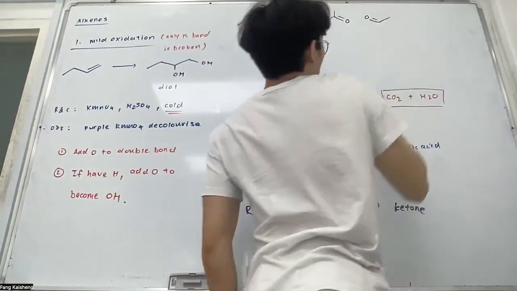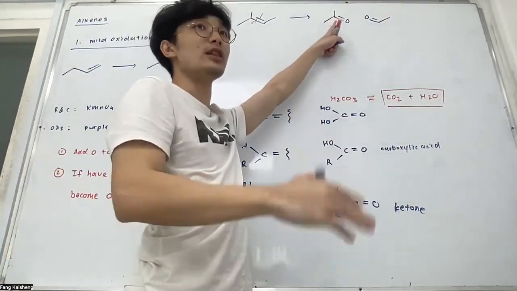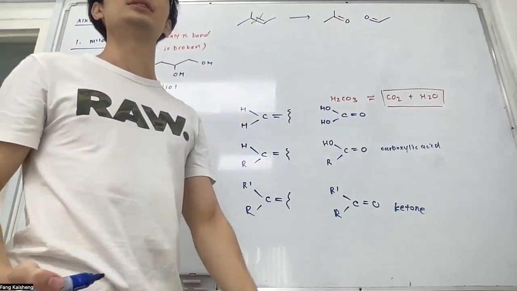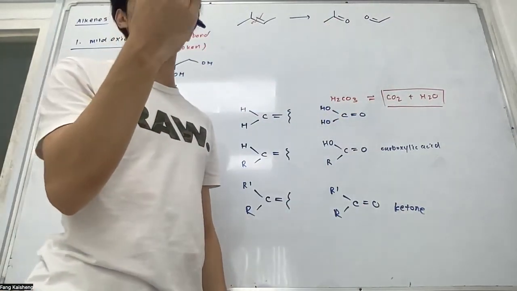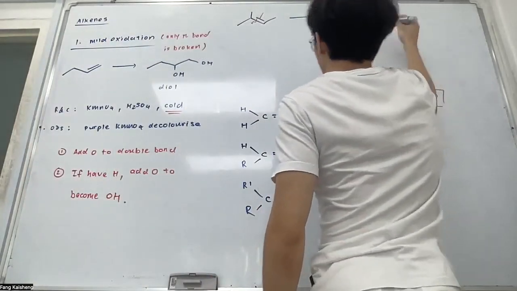Add O. Guys, check for any H's. Does the first one have any H? No, you see all four bonds, right? There's no hidden H. Second one, do you see all four bonds? I only see three bonds. Meaning there's one hidden H, right? Turn it into one. That's my answer. It's as simple as that.